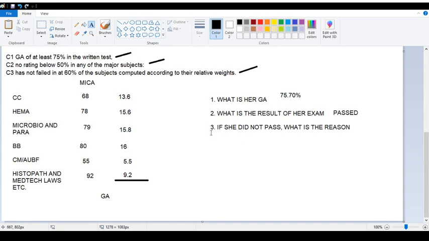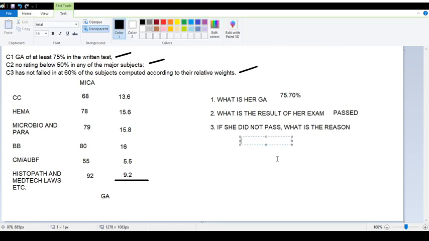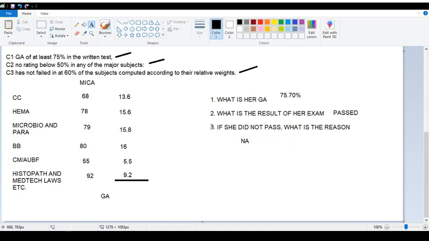So, for this one, you still have to answer this. Okay? So, not applicable na lang, NA. Okay? So, if the taker was able to pass the licensure examination, your answer for number 3 is NA, not applicable. Kasi pumasa naman na siya. Okay? So, sa number 3, the question is, if she did not pass, what is the reason? Kaso pumasa siya. So, this question is not applicable.